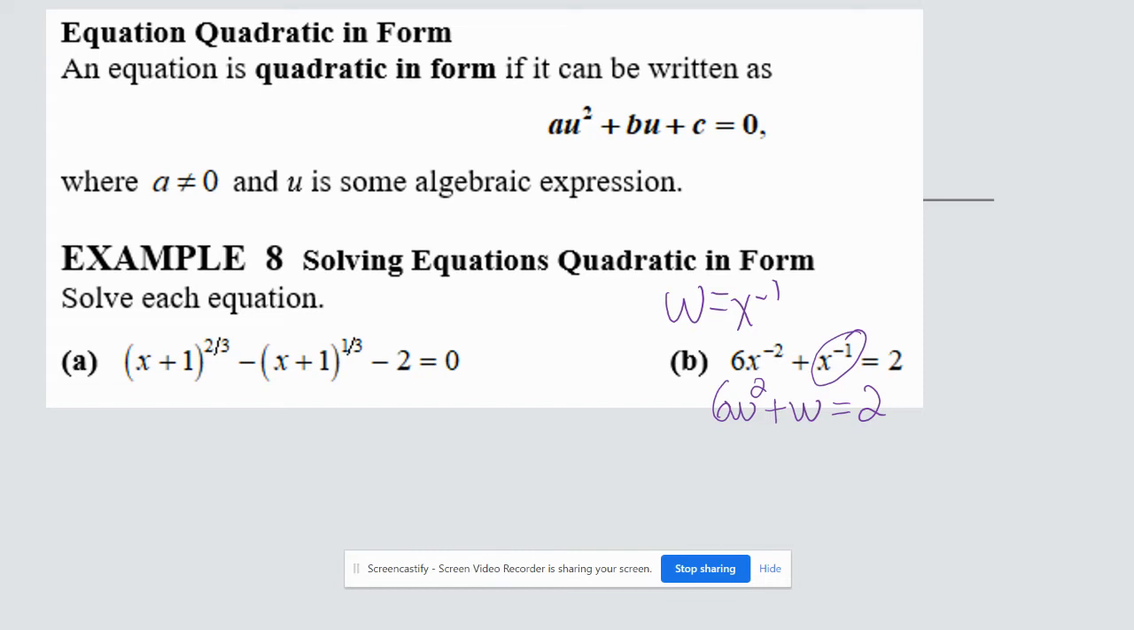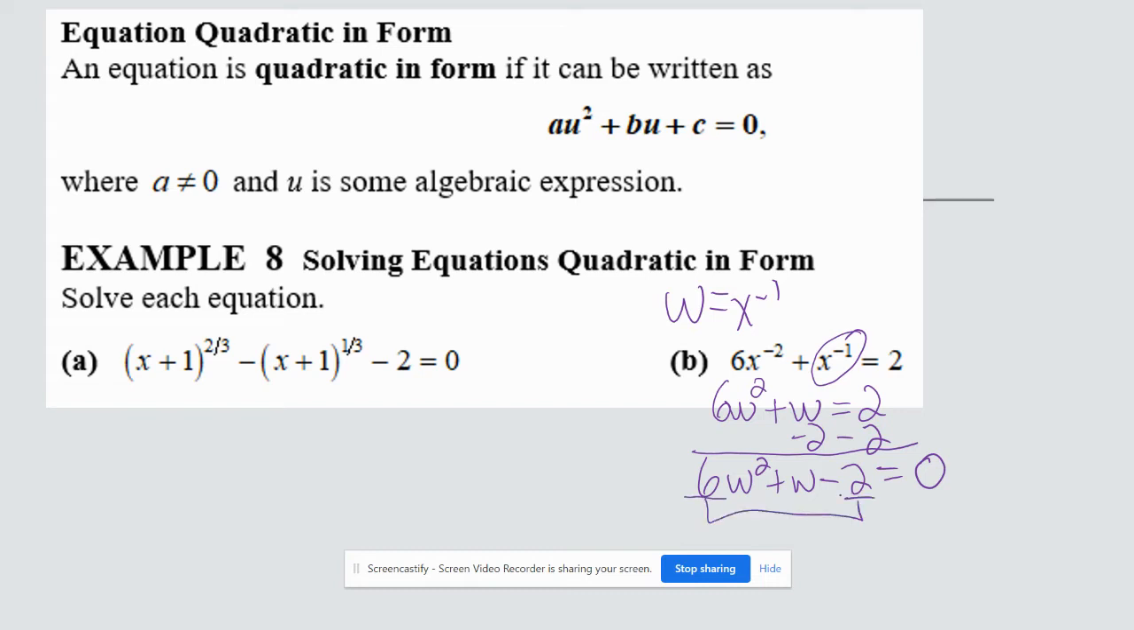I can't do anything with this in terms of factoring or quadratic formula unless it's equal to 0. So my first step would be to bring that 2 over to the left side. That gives us 6w squared plus w minus 2 is equal to 0. We have this in standard form. We check for a GCF. Is there a GCF with 6, 1, or -2? No, there really isn't. So your choice now, are we going to factor, use quadratic formula, or completing the square?